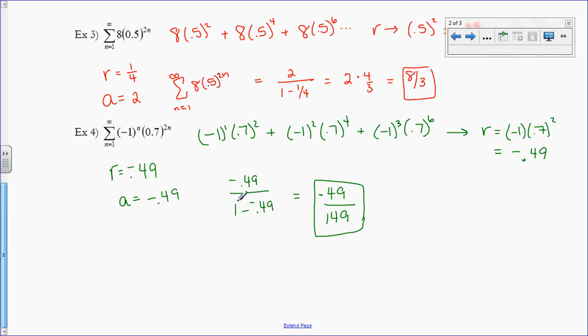Because really, what happens here is you have negative 0.49 on top, and then you have positive 1.49 on the bottom. So if you multiply the top and the bottom by 100, it just moves these decimals. Boop, boop. And there's my sum. All right.